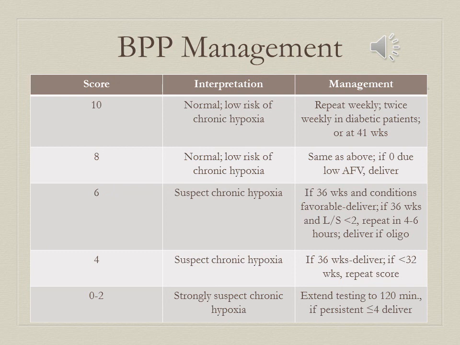If you have a score of 4, you're going to suspect chronic hypoxia here. If 36 weeks, just go ahead and deliver. Regardless of what the LS ratio is, anything else you need to just go ahead and deliver the baby. If the gestation is less than 32 weeks, then you're going to need to repeat the score. If the baby scores a 0 or a 2, then you need to strongly suspect chronic hypoxia. You're going to extend the testing time up to 2 hours, so 120 minutes. If you have a persistent score that is less than or equal to 4, again, chronic hypoxia, regardless of the gestational age, go ahead and deliver the baby.